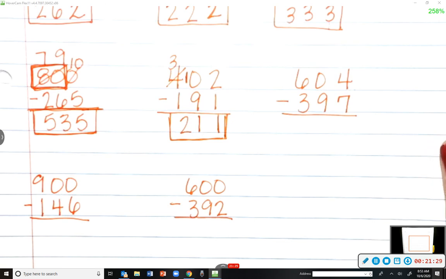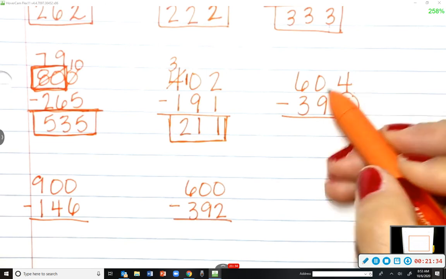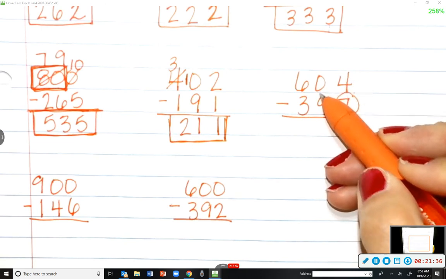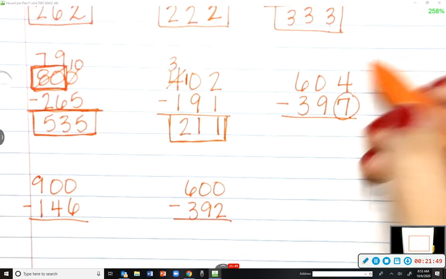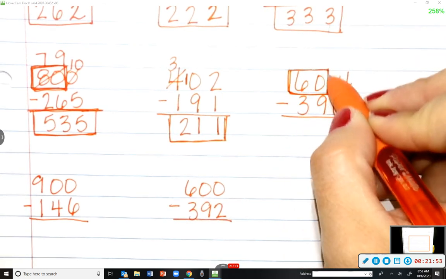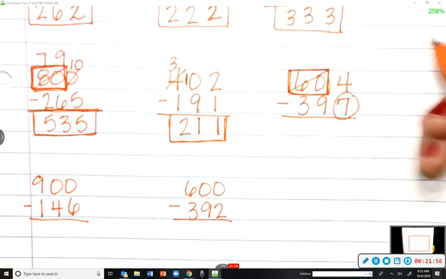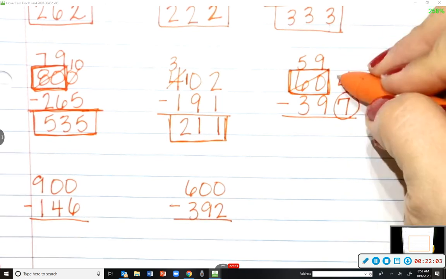4 minus 7, can we do that? No. We have more on the floor, so we go next door. But can I borrow from a 0? No. So we can go to the hundreds place, or what else can we do? Kelsey? We could box the 60. Good. We can box the 60 on this one. So the 60 would become what, class? 59. Very good. And the 4 becomes a 14.